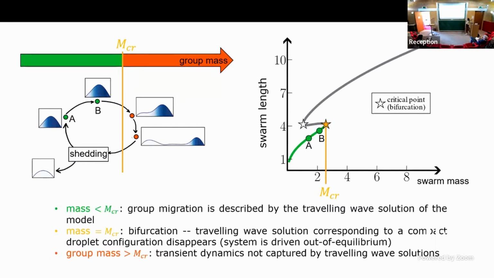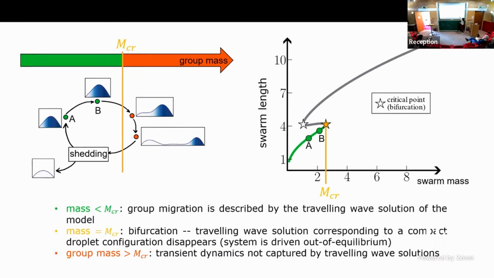And we study traveling wave solutions as a function of the swarm mass. So you're going to have the velocity, the length of the swarm, and the shape of the droplet depend on the swarm mass. And what we find is that above the critical mass that matches the simulation, we have a bifurcation. We think it's a saddle-node bifurcation, but we haven't really studied its properties because we are in higher dimension and we do that numerically at the moment. So we just know there is a bifurcation.